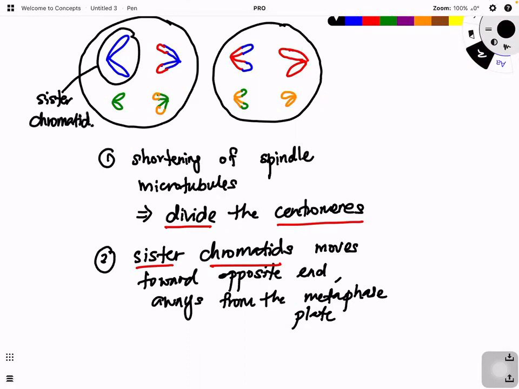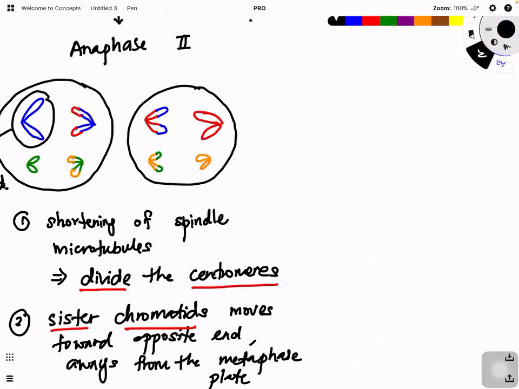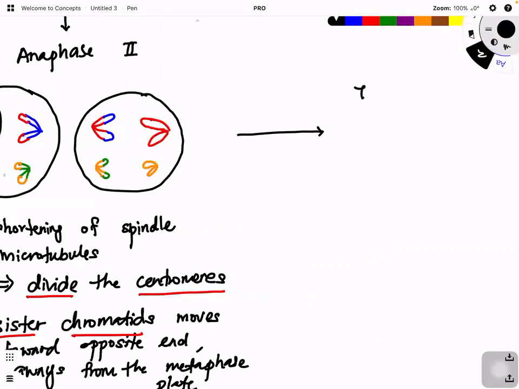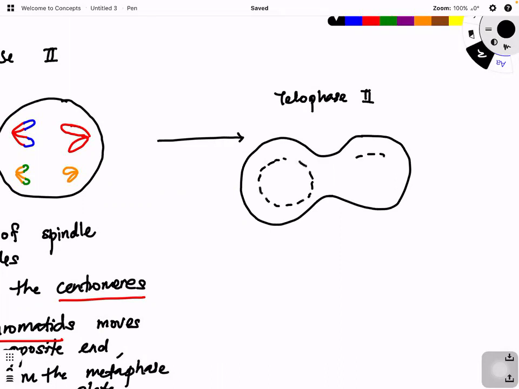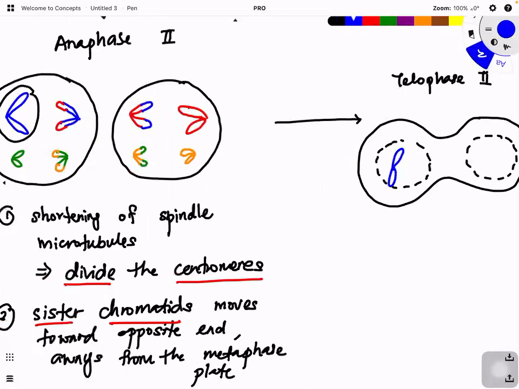Okay, so the sister chromatid is the one that moves towards the opposite pole, away from the metaphase plate. What you're going to see here after anaphase 2 is that you proceed to telophase 2. Okay, so we have 2 cells from the cleavage furrow. Nuclear envelopes start to reform. And you're going to get the blue one here for the first cell, and then green.